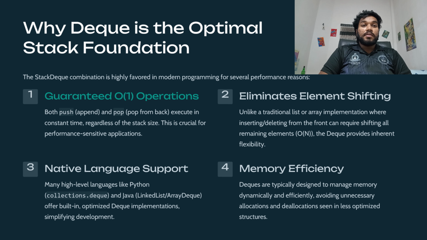Second, more flexible. Unlike a list, a deque doesn't need shifting elements, so it's faster and ideal for stack operations. Third, built-in support. Many programming languages already include deque classes, so we don't have to write everything from scratch. Fourth, memory efficient. Deques use dynamic arrays internally, making them efficient for repeated inserts and deletes.